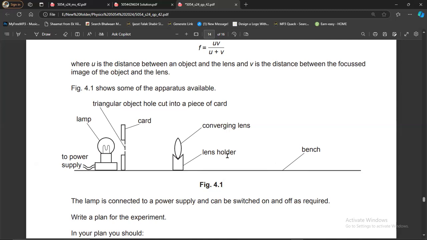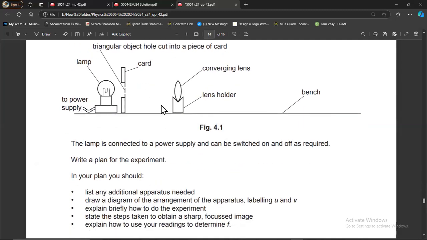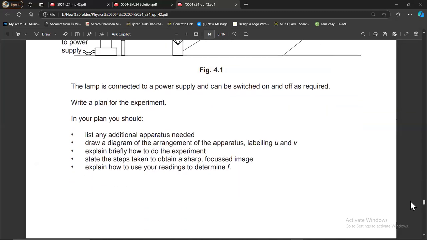In the table headings, I will have U, V, and then I will calculate the F by using this formula. So I will repeat this experiment by changing the gap between the lens and the card, and then by changing the position of the screen. So I will get different 2, 3 values for the focal length, and then I will take their average. Okay.